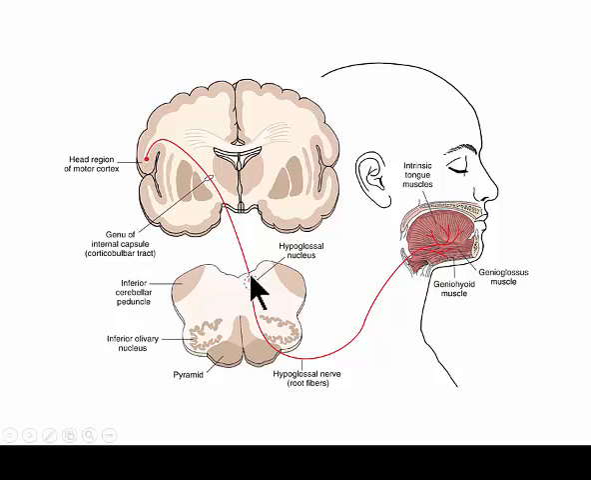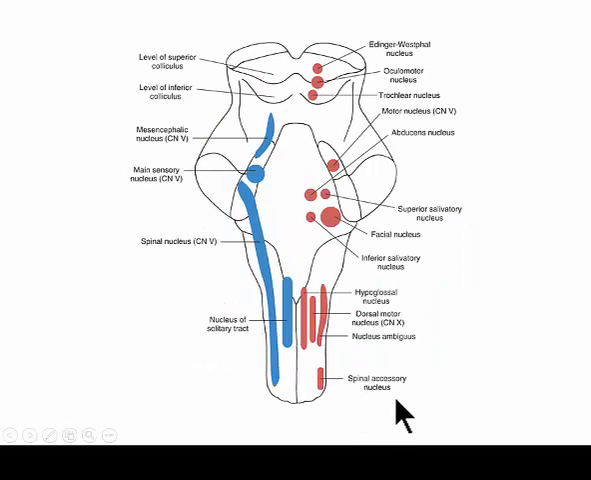Here's the corticobulbar. It's coming down. Remember, you lick your wounds. So the tongue is going to point to the side of a lesion. There's the hypoglossal nucleus going to the tongue. Very nice. And where is it? It's right here along the midline.